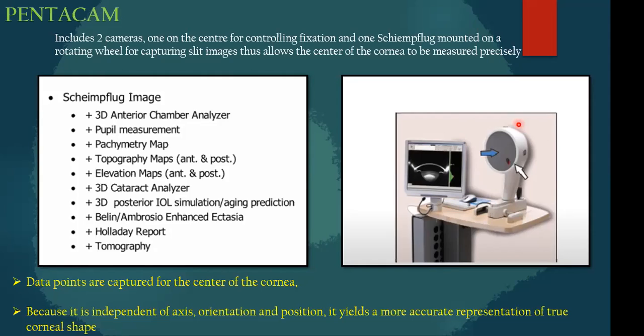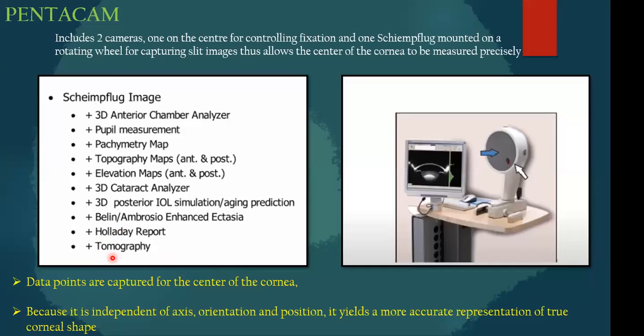Now the Scheimpflug image analyzes a lot of things very well. It gives us a 3D analysis of the anterior chamber. It measures the pupil size. It gives us a pachymetry map. It gives us topography maps, both anterior and posterior, along with elevation maps of anterior and posterior cornea. It gives us a 3D cataract analyzer. It gives us a 3D image of the posterior IOL simulation also. It gives us something known as the Belin-Ambrosio enhanced ectasia display, which we'll discuss. It gives us the holiday report for cataract patients.